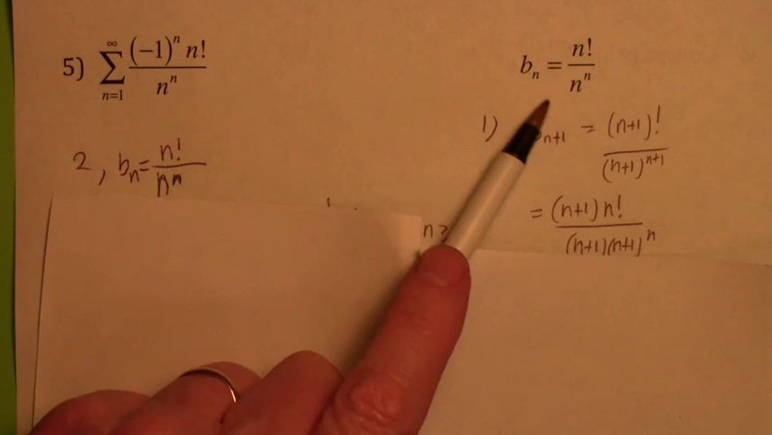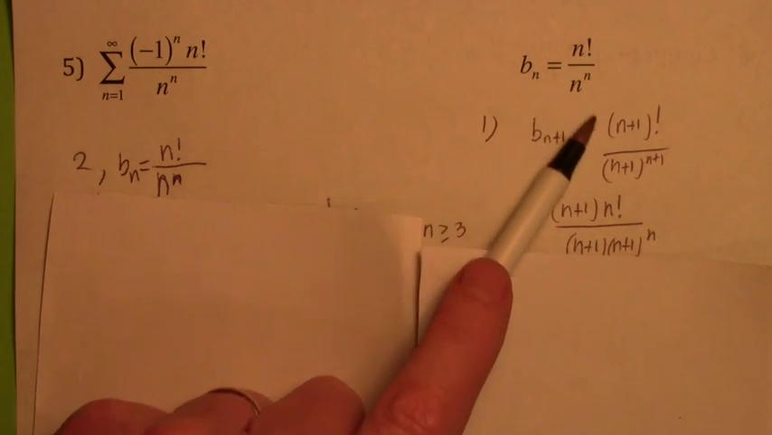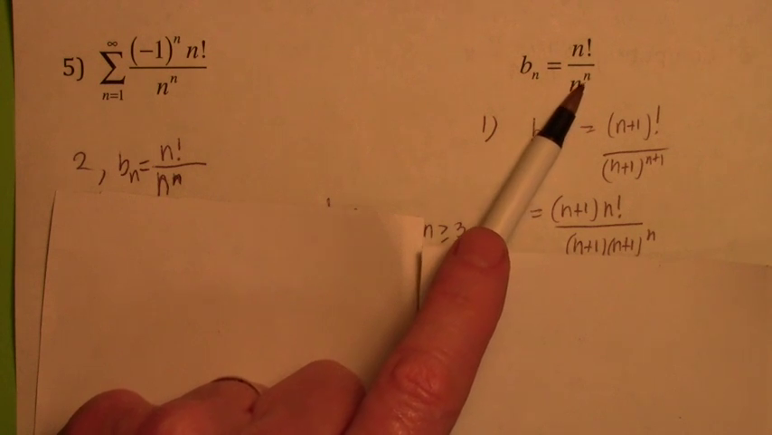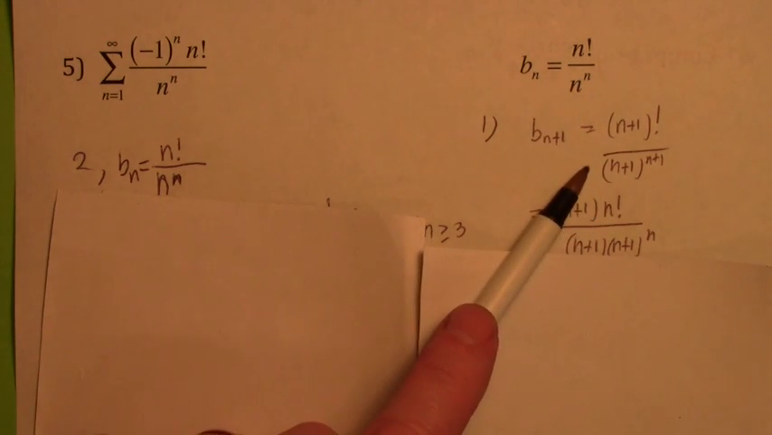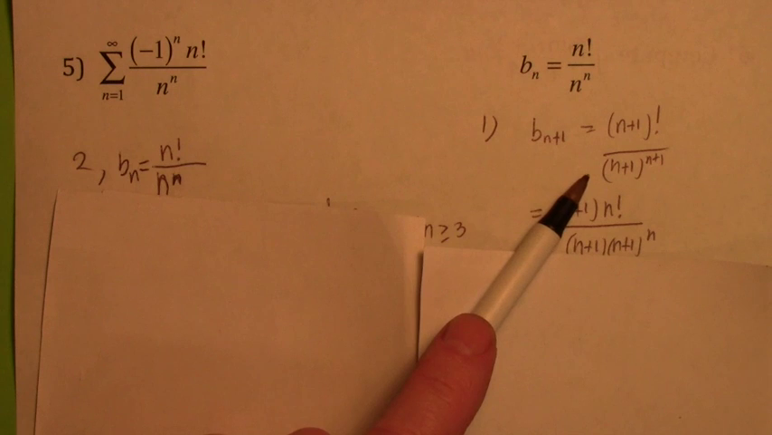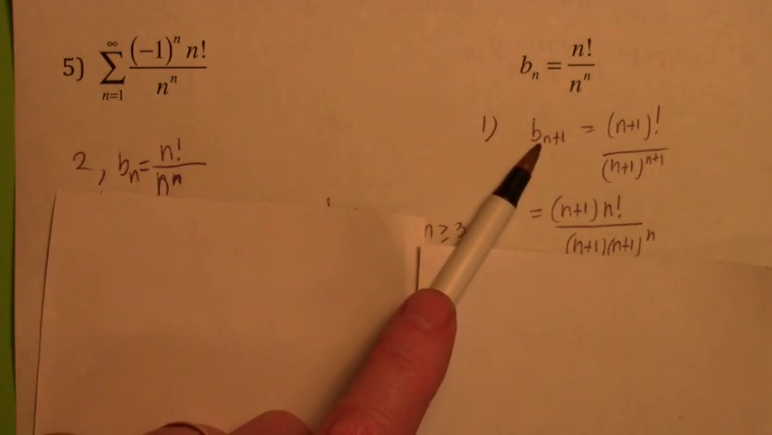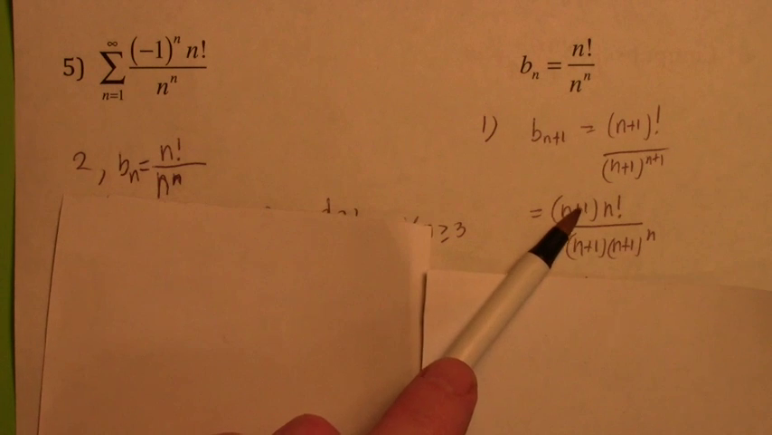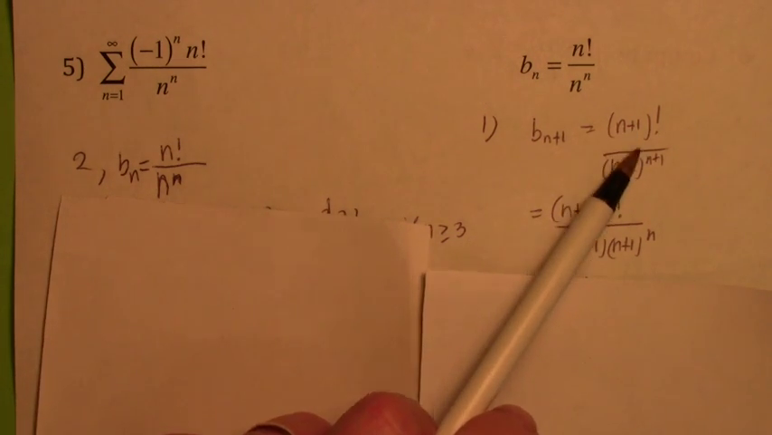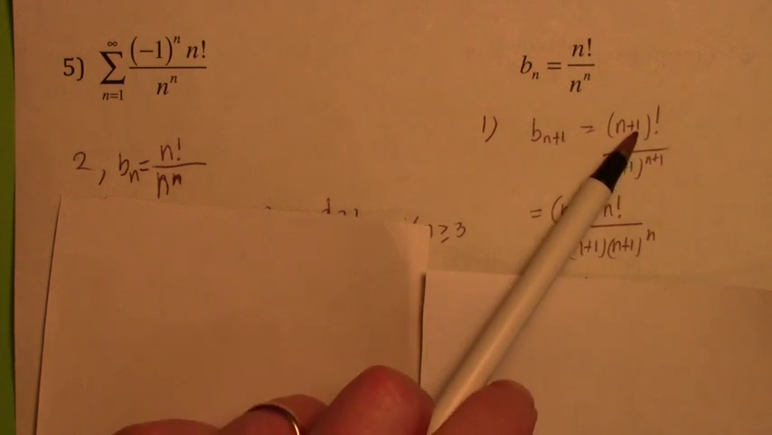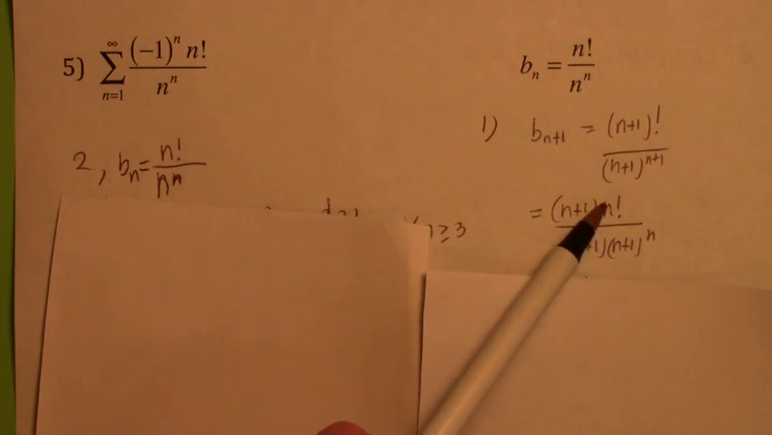b sub n plus 1, you replace n with n plus 1, so you get n plus 1 factorial, and you replace both of these n's with n plus 1, so you get this. By the way, what I'm doing here is I'm going to show that b sub n plus 1 is less than b sub n. That's what I'm doing. So notice this is another tricky thing. When you see n plus 1 factorial, isn't that just n plus 1 times n factorial? If you pull off the first factor, you realize you have n factorial left. That's a nice little trick.